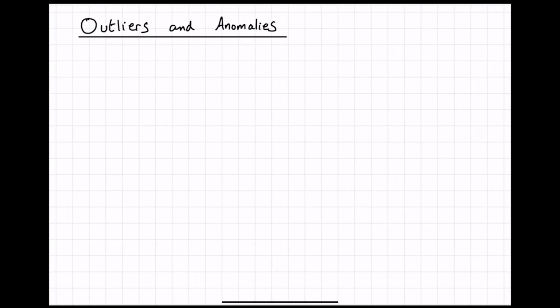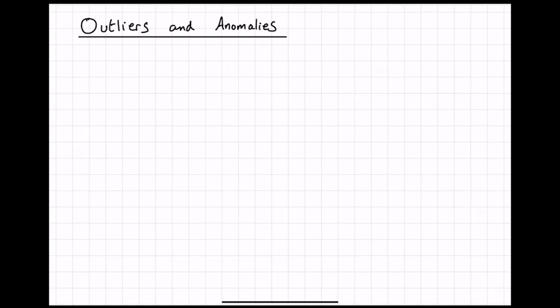So the first thing we need to take a look at is what are outliers and what are anomalies. You've probably heard these words in general speech, but in stats, they tend to have very specific meanings. An outlier, in general terms, is usually an extreme value that doesn't really lie inside the pattern of your overall data.